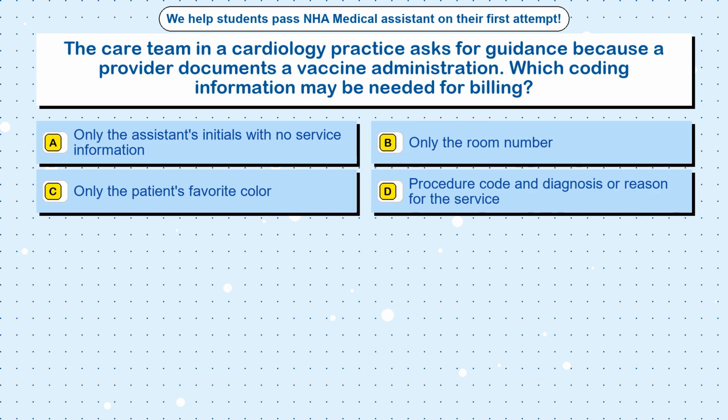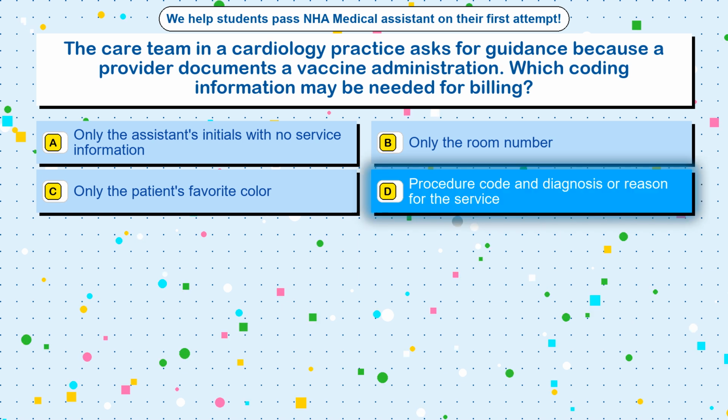Question 14. The care team in a cardiology practice asks for guidance because a provider documents a vaccine administration. Which coding information may be needed for billing? Option A. Only the assistant's initials with no service information. Option B. Only the room number. Option C. Only the patient's favorite color. Option D. Procedure code and diagnosis or reason for the service. The correct answer is option D.